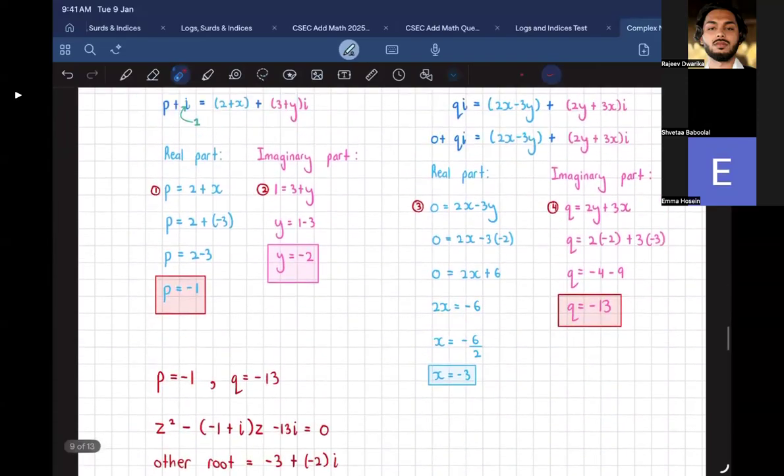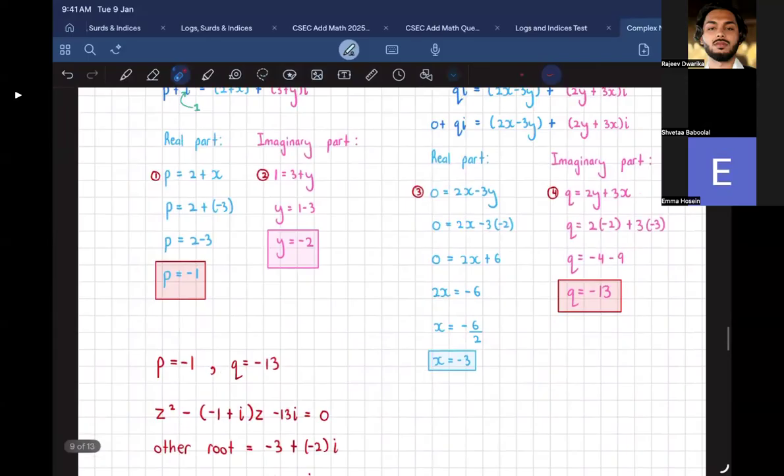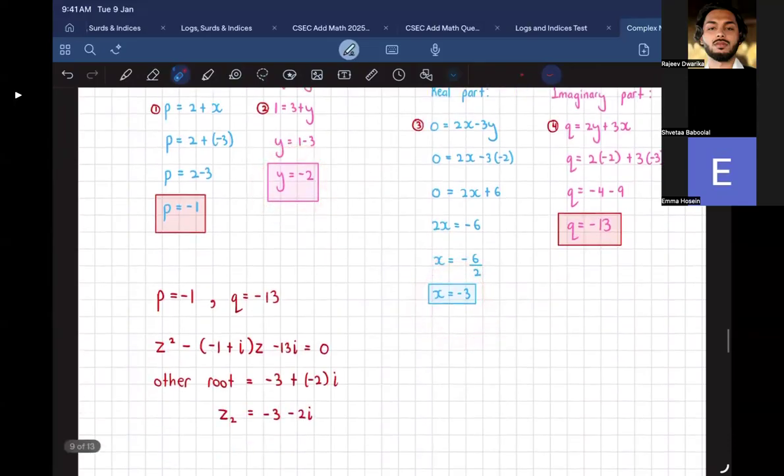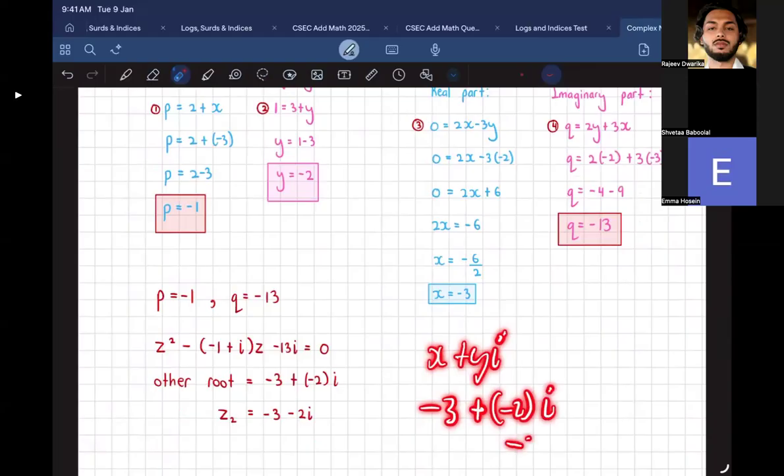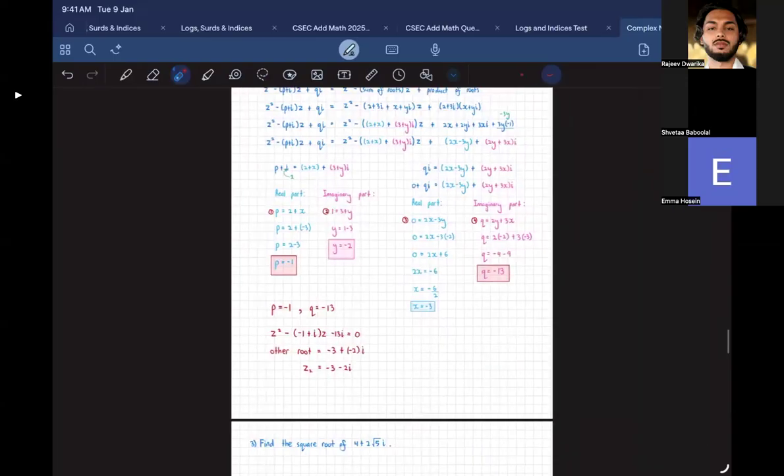When you solve everything, you first got y to be minus 2, then you plug that into equation 3 to find x. That's all you really need, because we said the second root would be x plus yi. We have x over here and y, so x is minus 3 and y is minus 2, so that'll be minus 3 minus 2i. Are you still confused? No, I'm good.